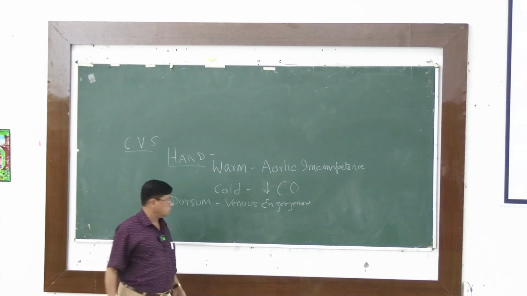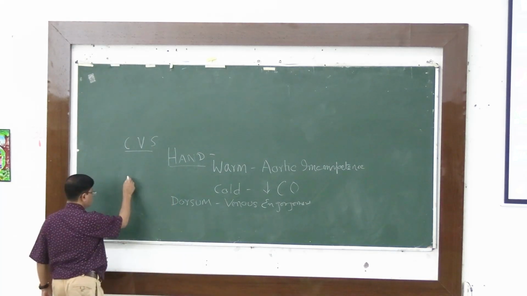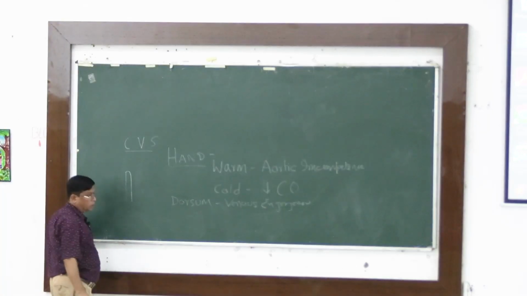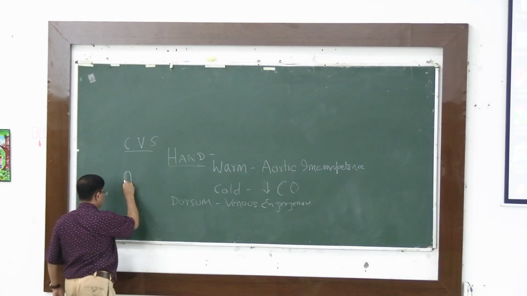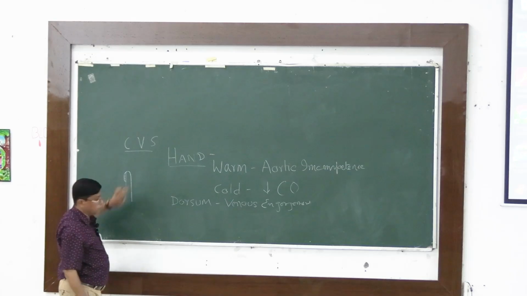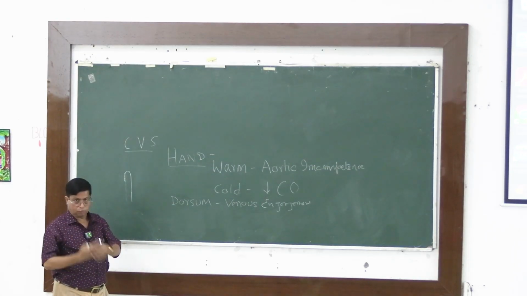Then after the dorsum of the hand, it goes to the fingers. Suppose this is your index finger. There are many things to see in your index finger. Suppose this is the nail. This is the finger. There are many things to see in the finger for cardiovascular interest.